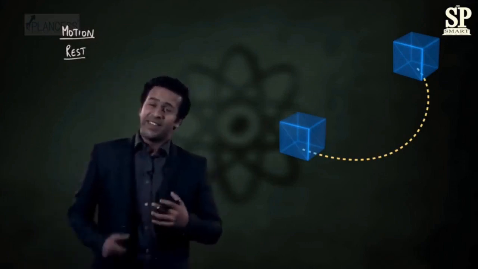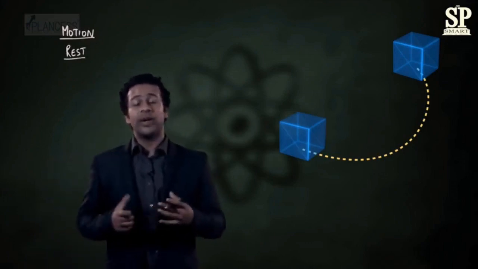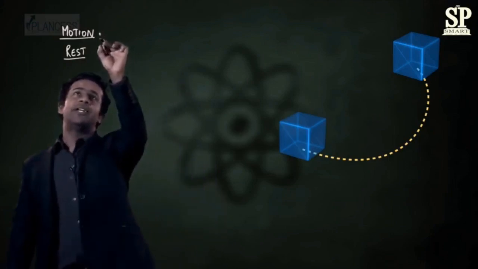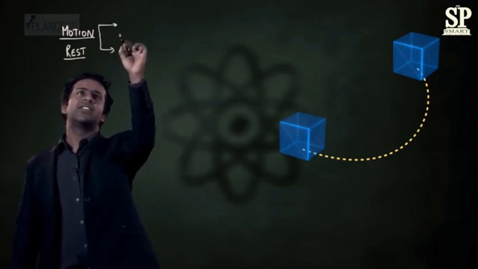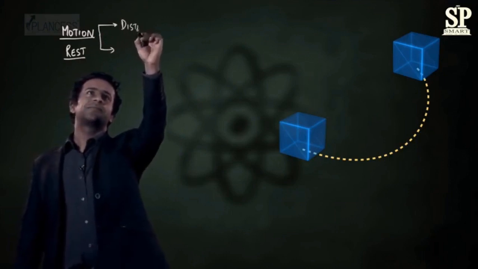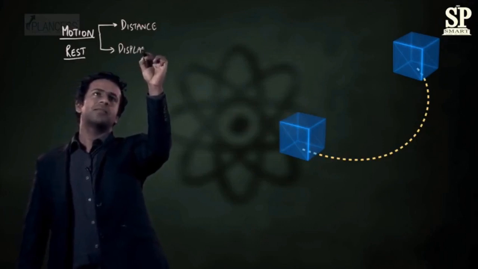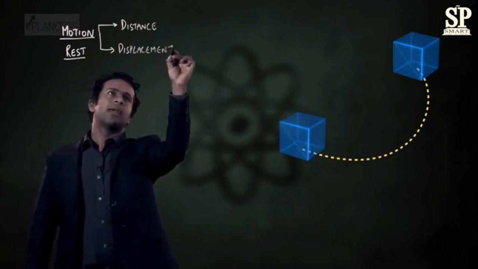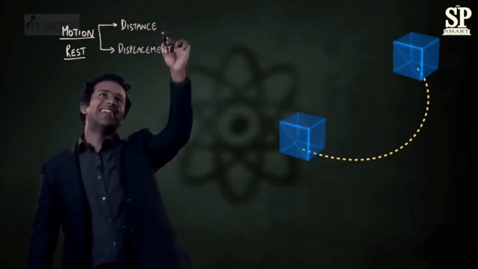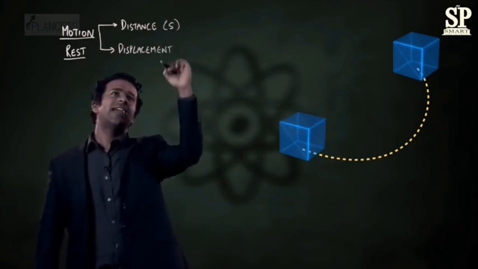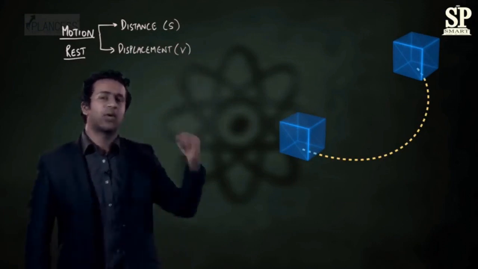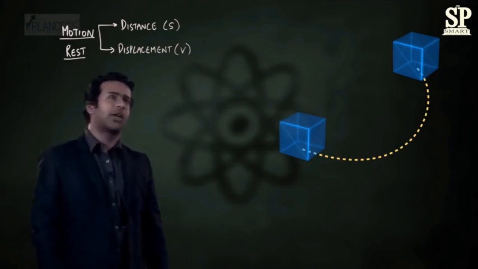Now, there are various ways in which we describe motion. We define different parameters which are used for the description of motion. In this session, we will be talking about two such parameters, which are distance and displacement. You should also keep in mind that distance is a scalar quantity and displacement is a vector quantity. We'll come to it shortly.